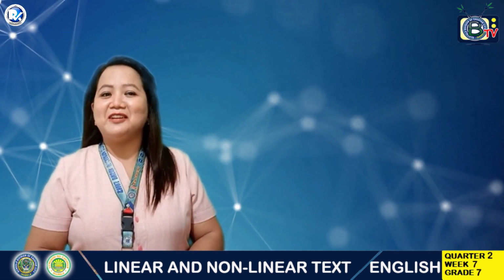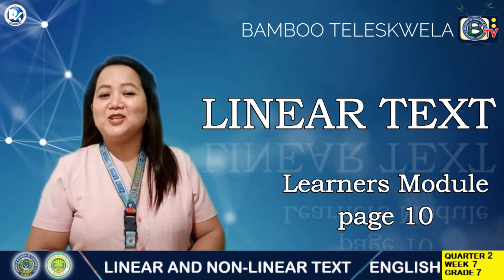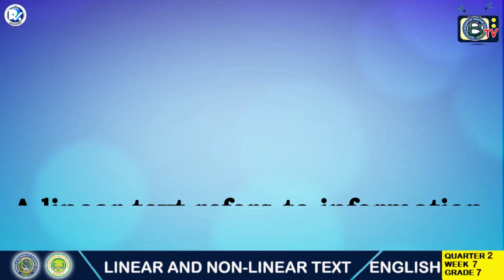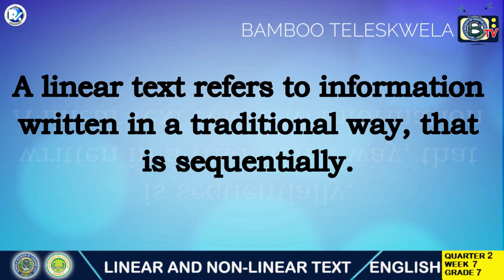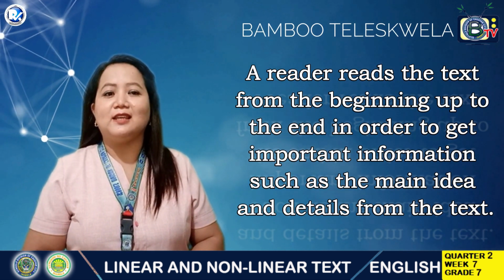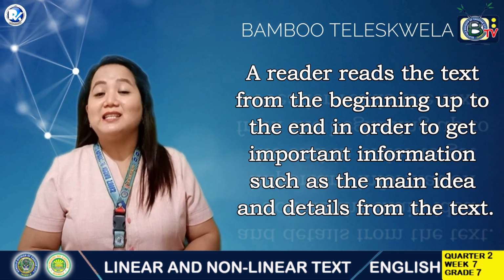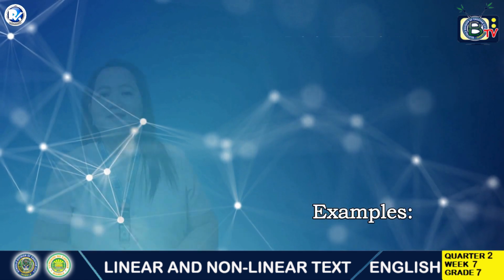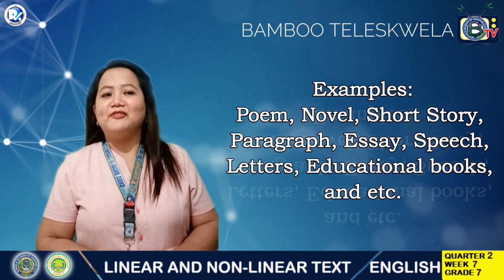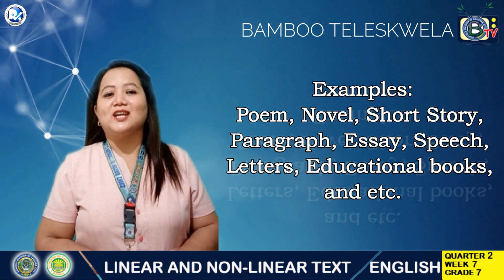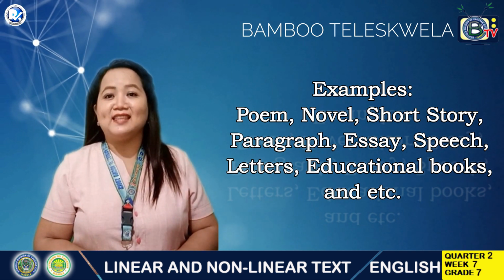Now, to fully differentiate the two, let's read the definition of linear text in your module found at page 10. It says there that a linear text refers to information written in a traditional way, that is sequentially. A reader reads the text from the beginning up to the end in order to get important information such as the main idea and details from the text. Example: poem, novel, short story, paragraph, essay, speech, letters, educational books, and etc.